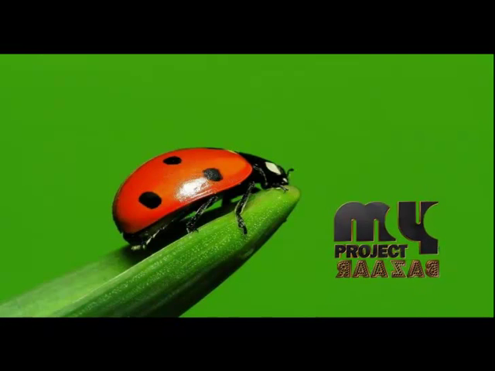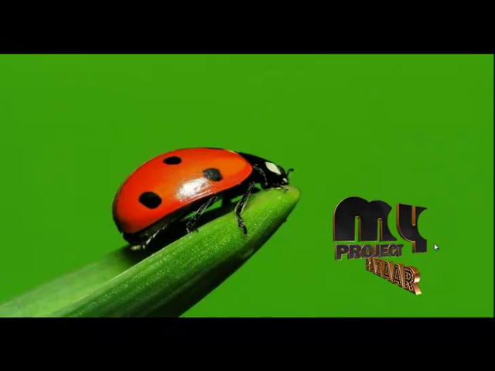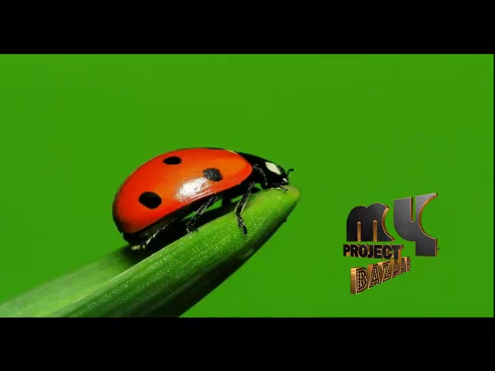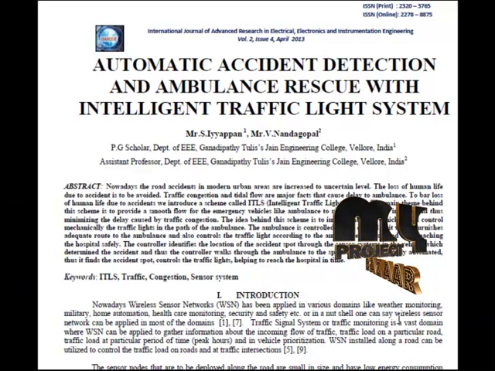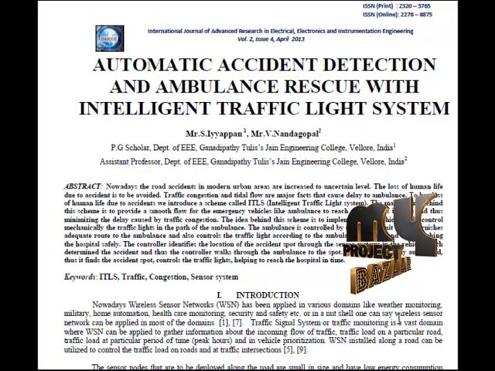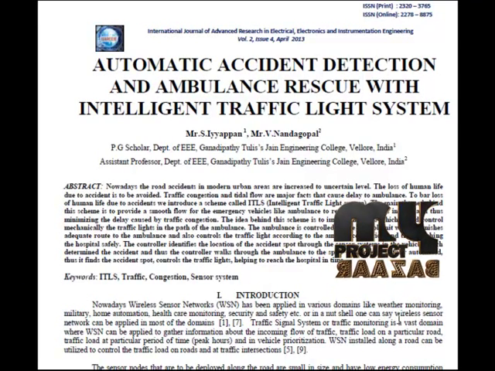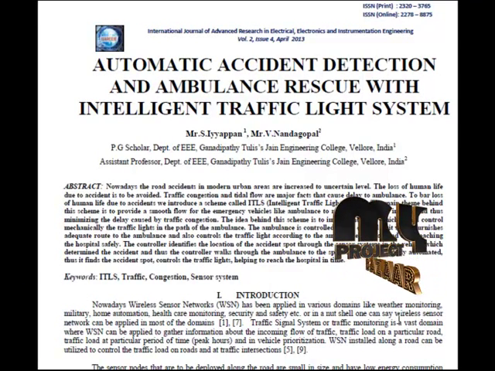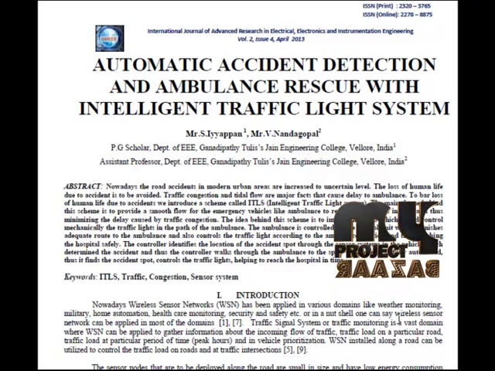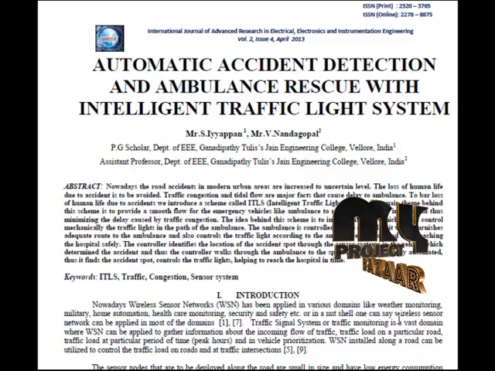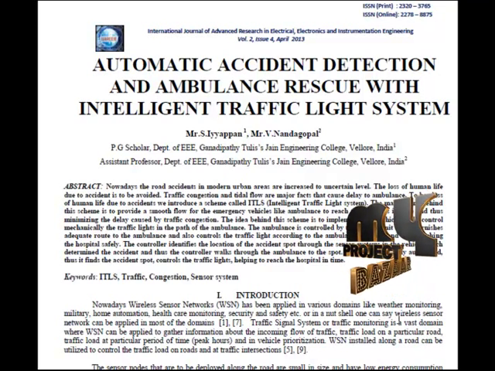Now I am going to discuss the automatic accident reduction and ambulance rescue with intelligent traffic light system. Now I am going to explain the concept of this process. Our main objective is to avoid the loss of human life due to accidents in modern urban areas. To provide a smooth flow for emergency vehicles like ambulances is the main motive.